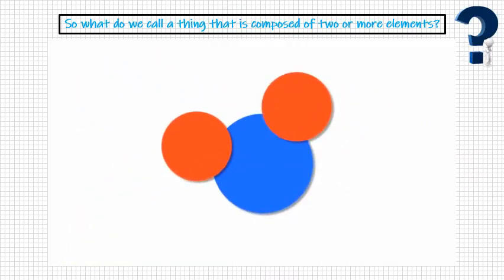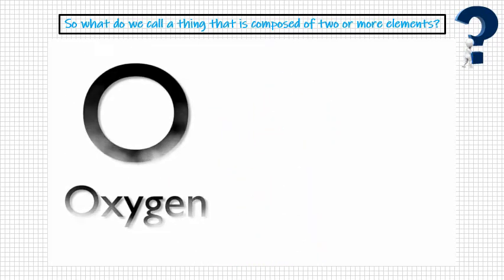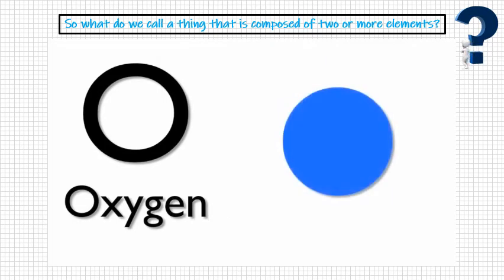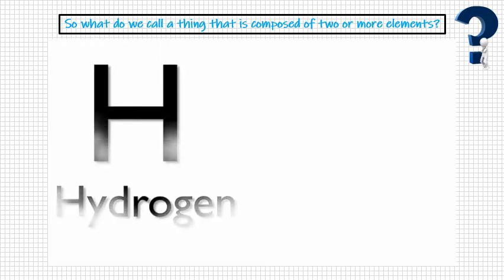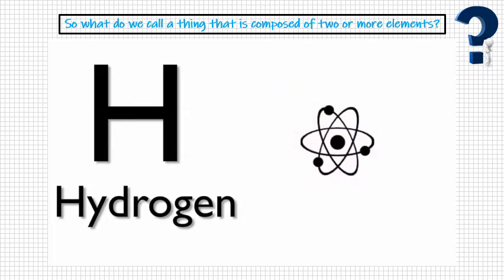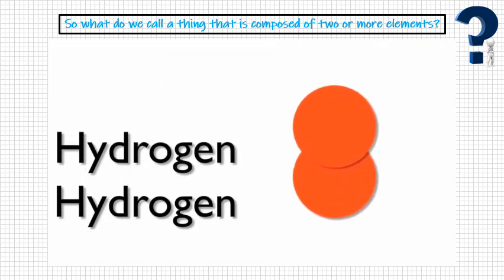When two or more elements combine, we've got a chemical compound. Let's take a look at the element O, or oxygen, found on the periodic table of elements. Oxygen is just one type of atom. Here we represent this atom with a blue circle. Another element found on the periodic table of elements is hydrogen. Hydrogen is just one type of atom that we can represent with a red circle.